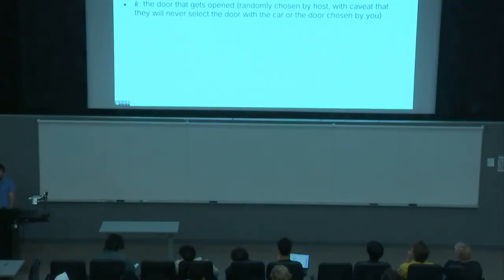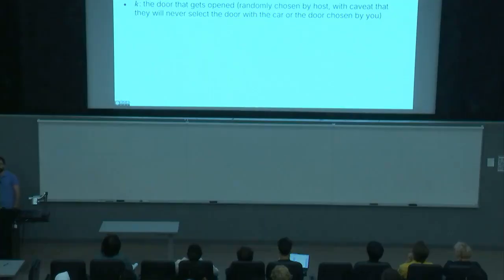Well, the first thing that's drawn is the door that has the car, and that's randomly chosen, let's say, by the TV show crew. Okay, so I'm assuming they pick randomly. Then you pick a door, and I'm again going to model it as a random selection. So they pick a number 1 through 3. Then you pick a number 1 through 3. And then K, that's the door the host opens that always has a goat.